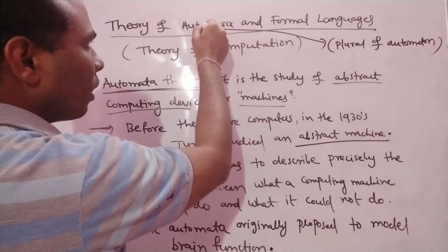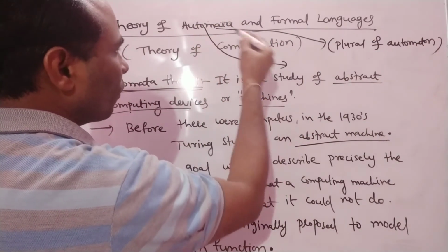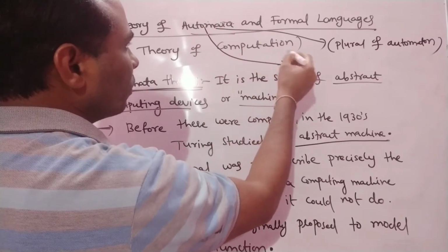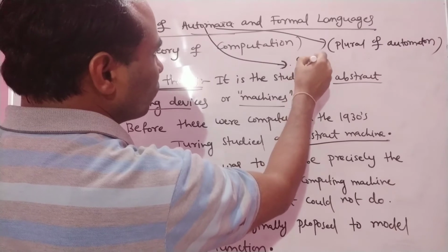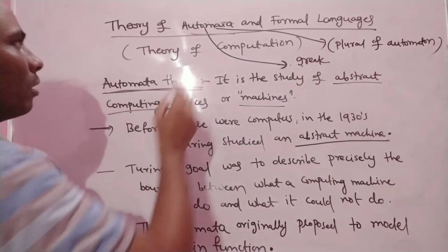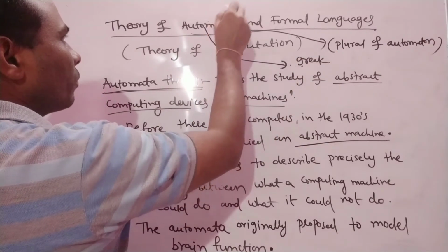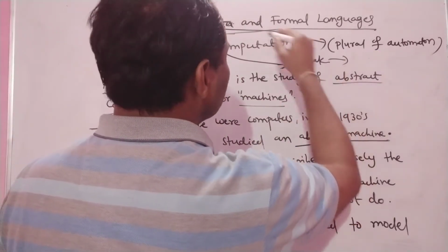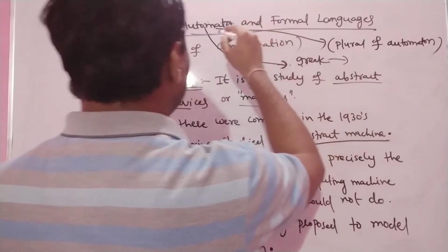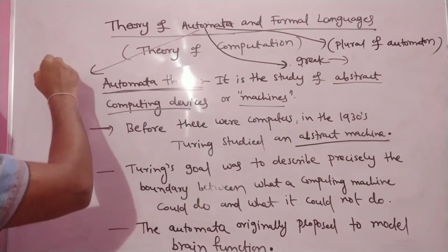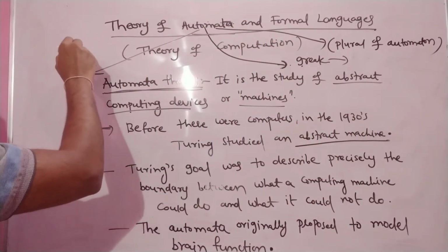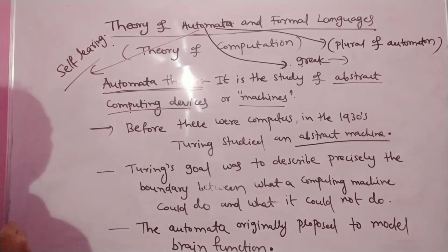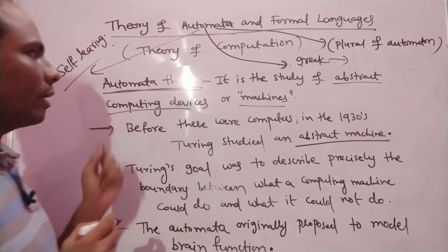From where is this word? This word is from the Greek word. The meaning of this word is self-learning. The meaning of automata is self-learning.